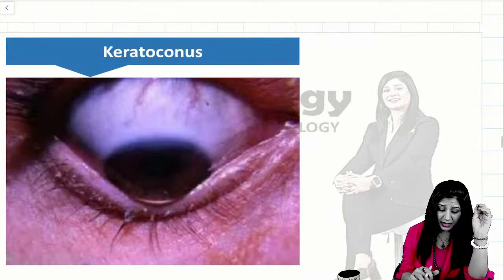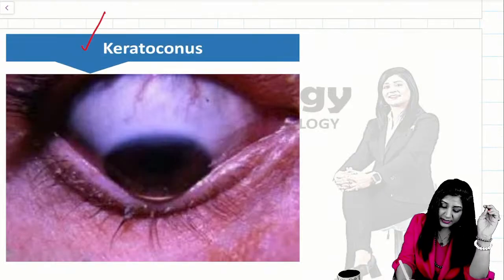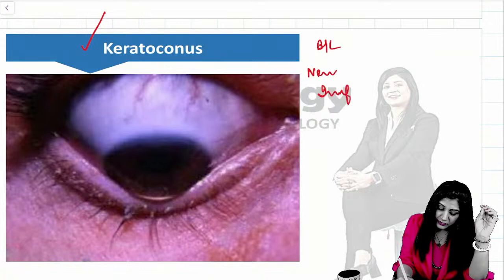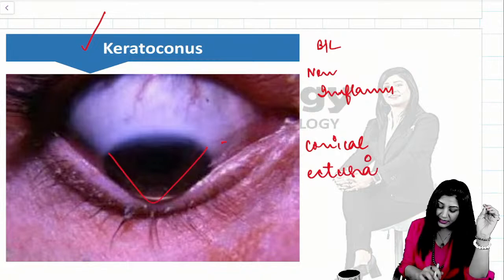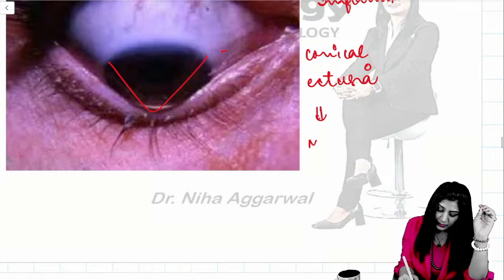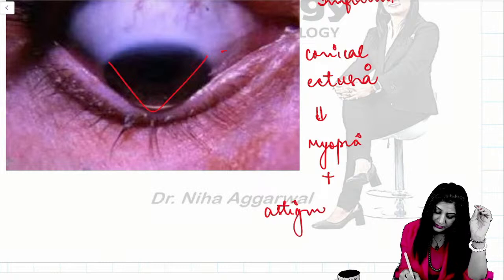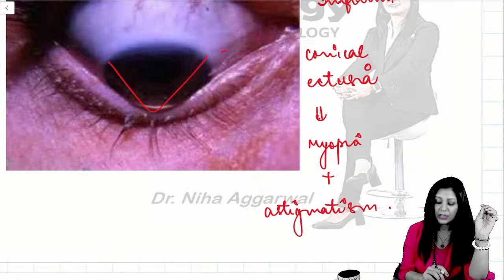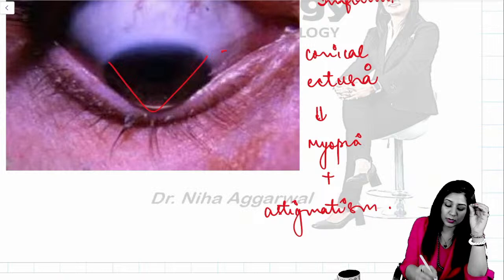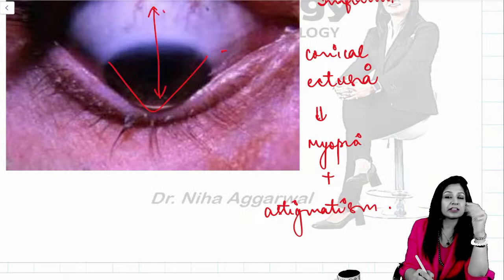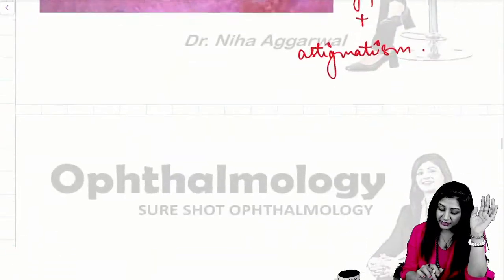Another important thing is the keratoconus, where you can see it is usually bilateral as well as non-inflammatory, conical ectasia. We have the conical ectasia of the cornea, something like this. And this will lead to the myopia along with the astigmatism. This is the refractive status of the patient, because we have increased axial length here and the surface has become uneven.